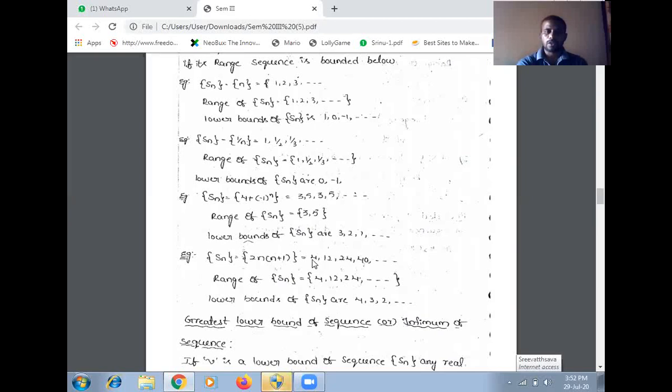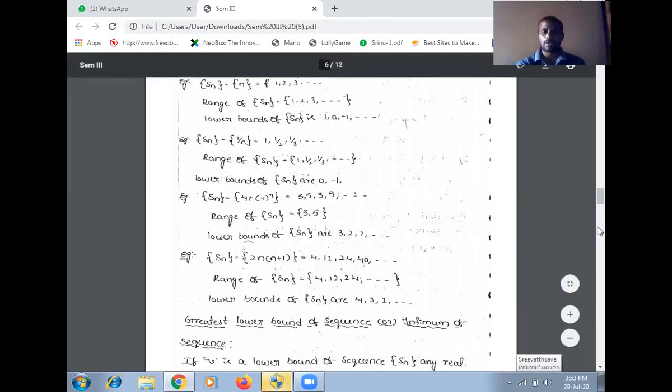Now observe this sequence. It is an increasing sequence. So the range of this sequence is 4, 12, 24, and so on. Here 4 is the lower bound of this sequence. At the same time, 3, 2, 1, 0, -1, -2, -3, all these values are also lower bounds of this sequence. So 4 is the lower bound of this sequence.